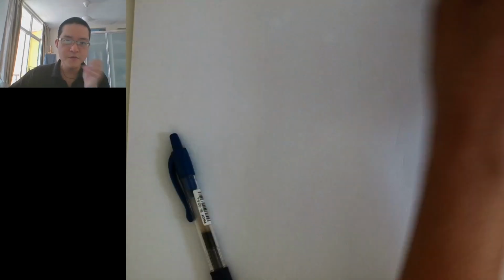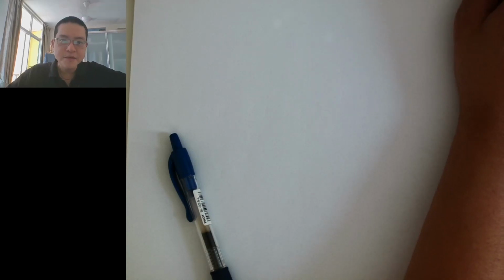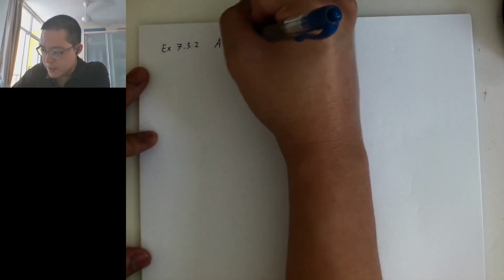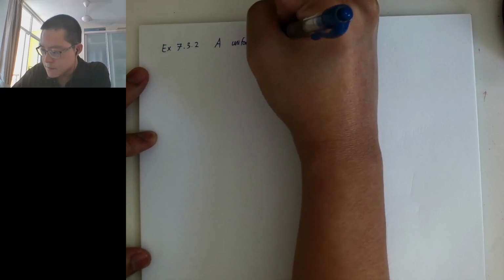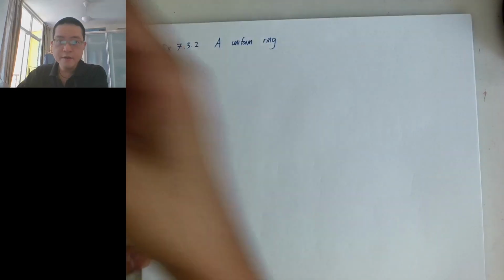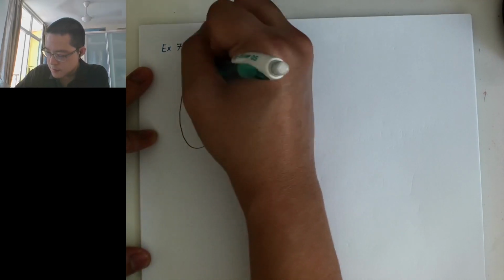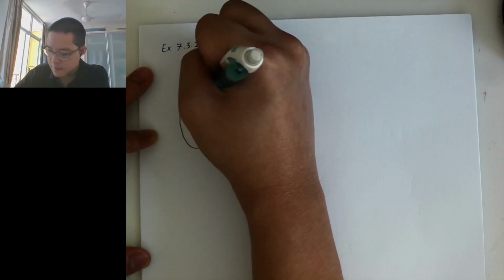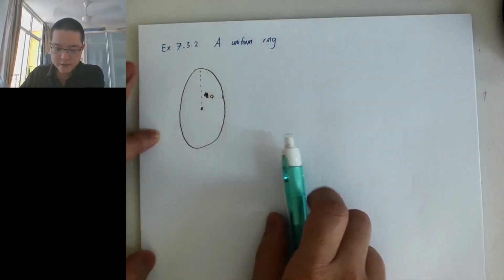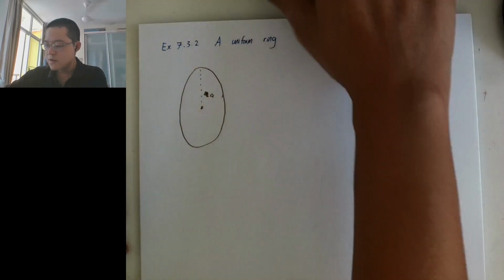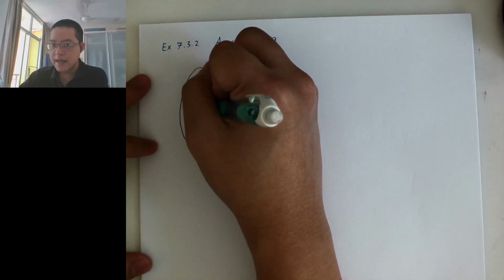Just look at this example. We have a uniform ring of radius A, as shown in this figure. Let me draw while I read the question. This is example 7.3.2, a uniform ring having radius A. And then a particle of mass m is placed at a distance x from the center of the ring, along the line through the ring center.